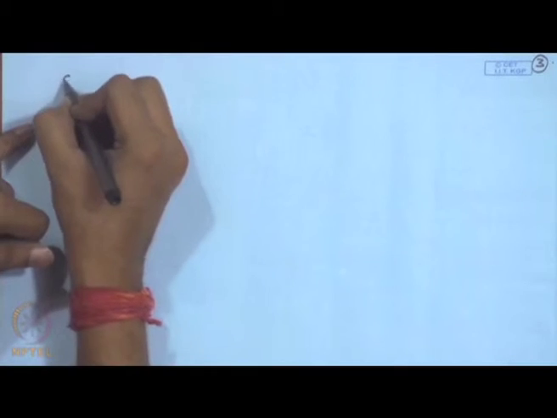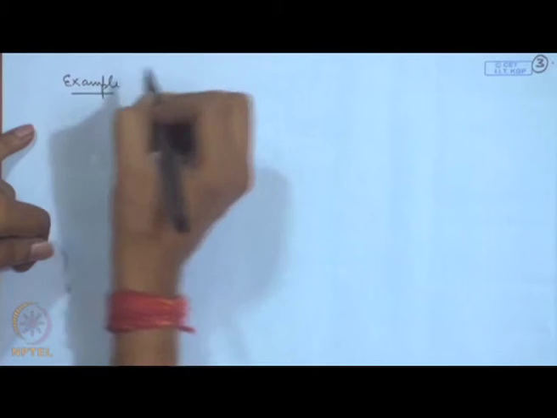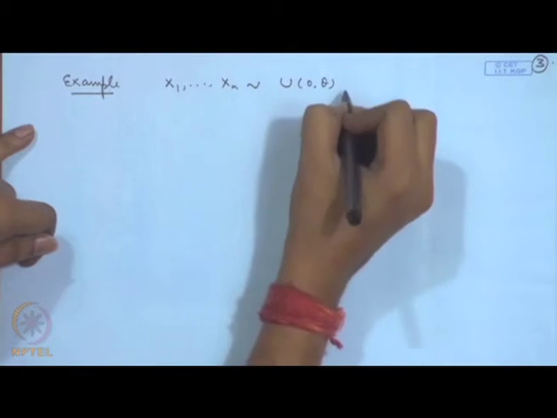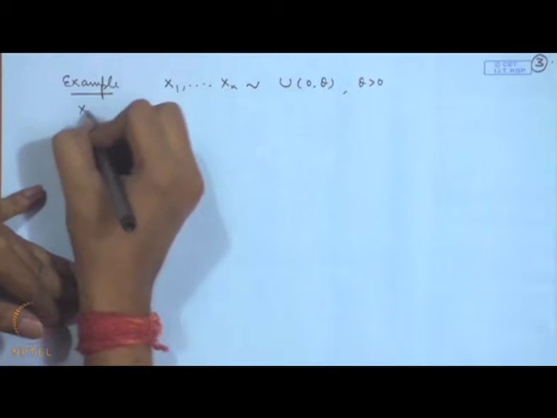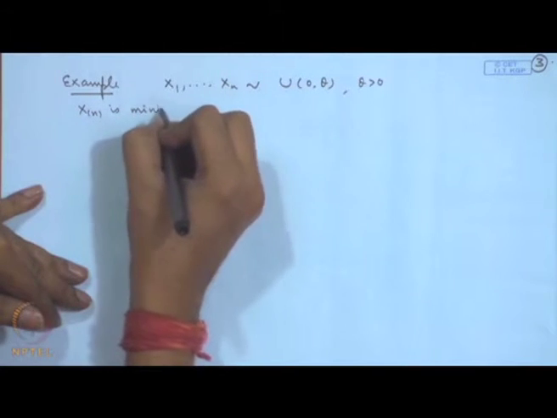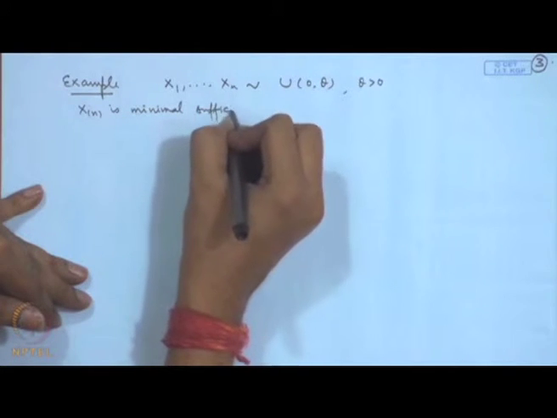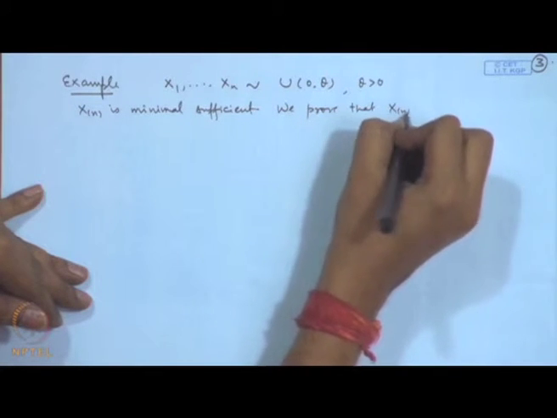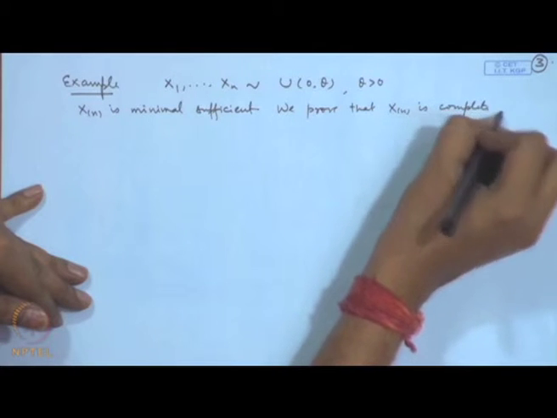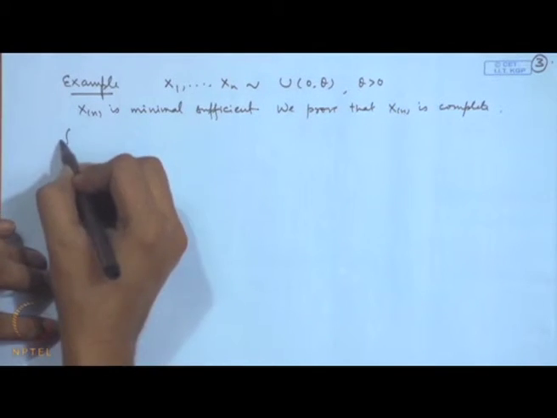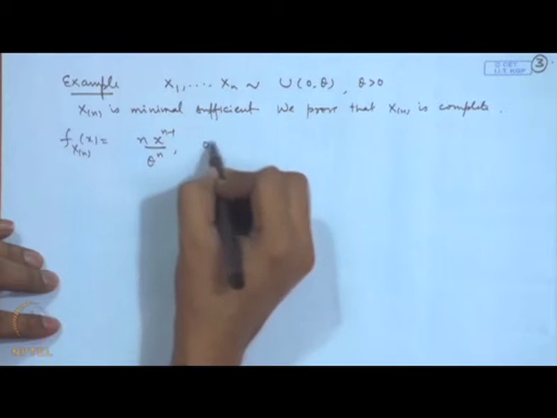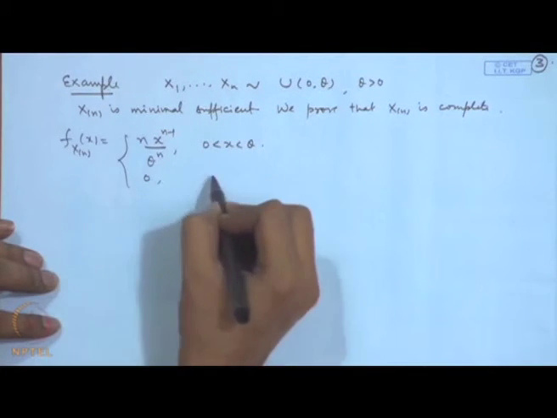Let me just take the example of a non-regular family, say x1, x2, ..., xn following uniform 0 theta distribution. Then x(n) is minimal sufficient. We prove that x(n) is complete. Let us consider the distribution of x(n). That is n x to the power n minus 1 by theta to the power n, for 0 less than x less than theta, and it is 0 elsewhere.